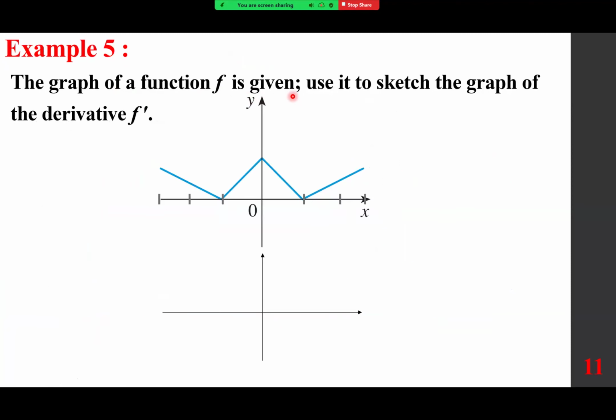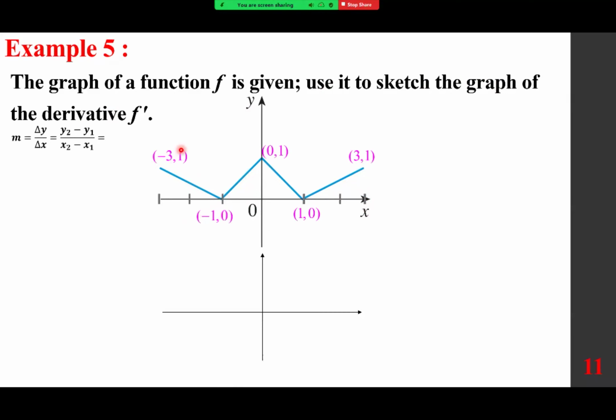The graph of a function f is given. Use it to sketch the graph of the derivative f prime. Notice we have 1, 2, 3, 4 line segments. So for each line, we need to calculate the slope. I'm going to throw in some numbers, and normally the graphs are such that you can read them. But in case you can't, here are the given points. You can calculate the slope for each line segment. So let's start calculating it for this one.